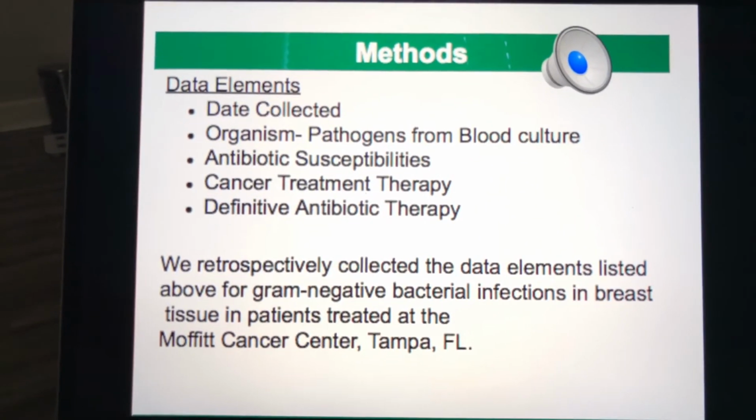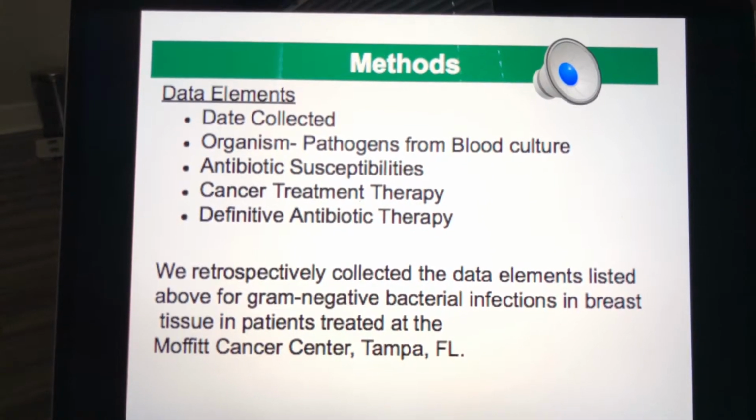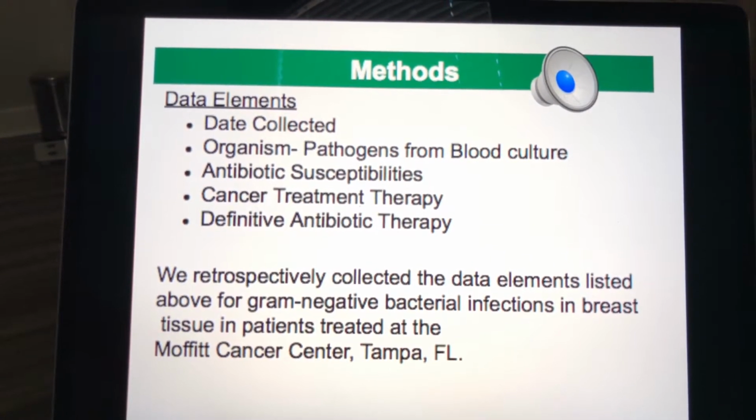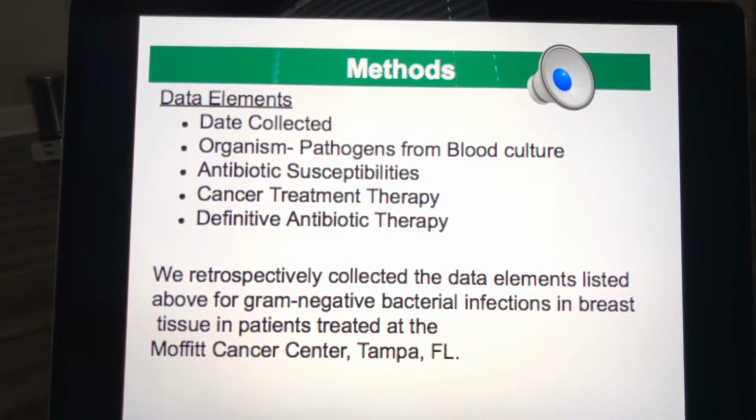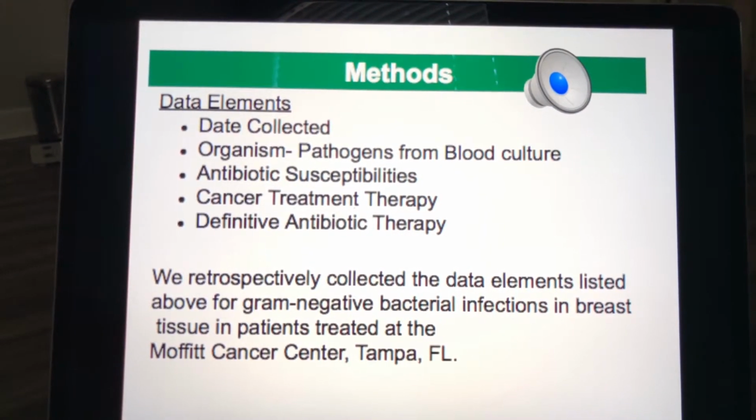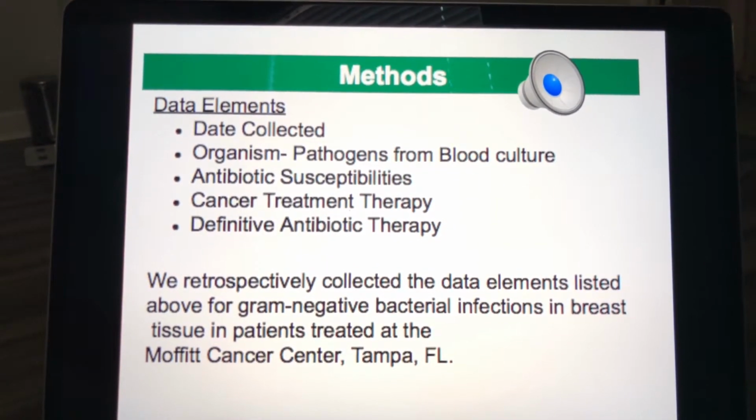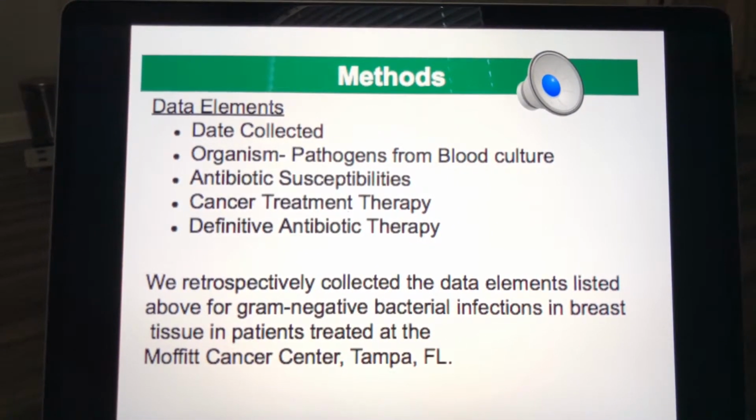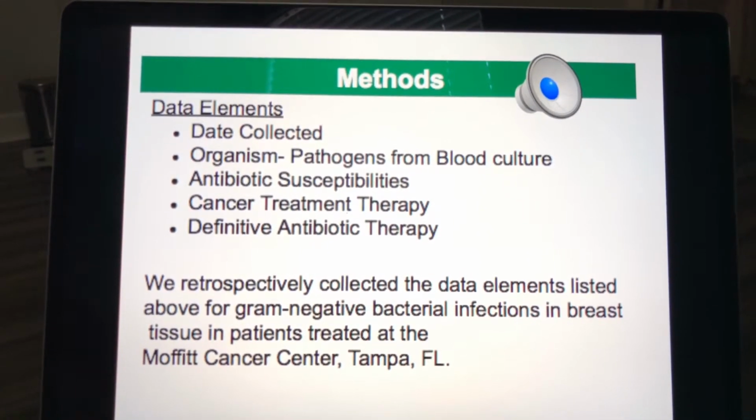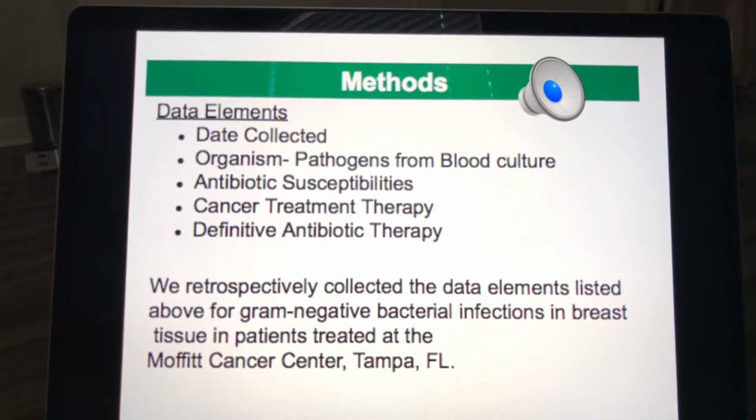Now I'll be talking about the methods of our project. So the data elements of our project included the date it was collected, organism pathogens from blood cultures, antibiotic susceptibilities, cancer treatment therapy, and definitive antibiotic therapy. We retrospectively collected the data elements listed above for gram-negative bacterial infections in breast tissue in patients treated at the Moffitt Cancer Center in Tampa, Florida.